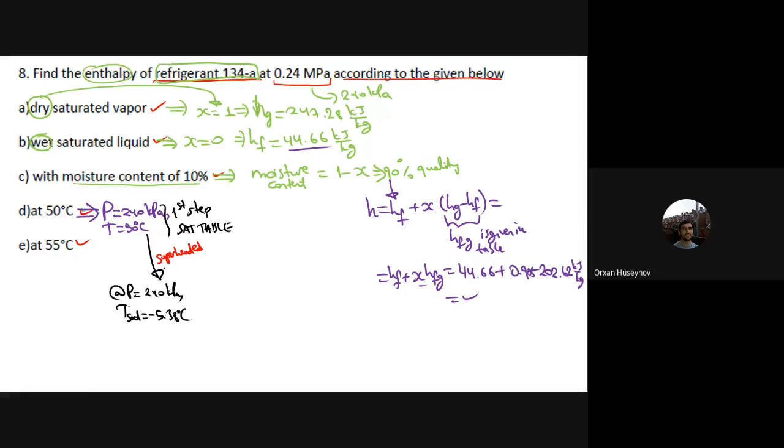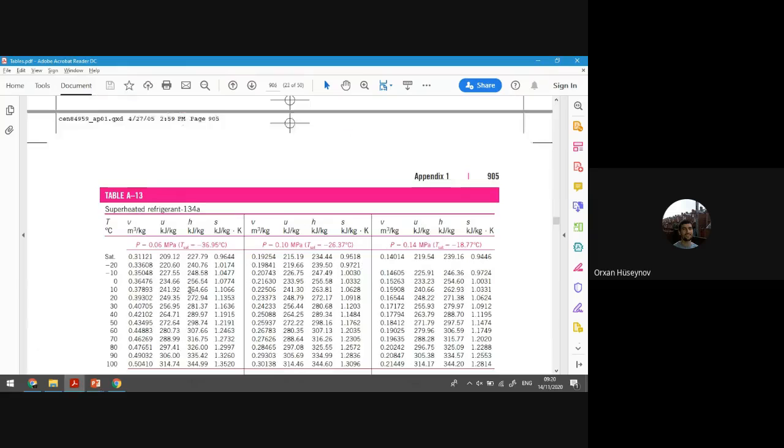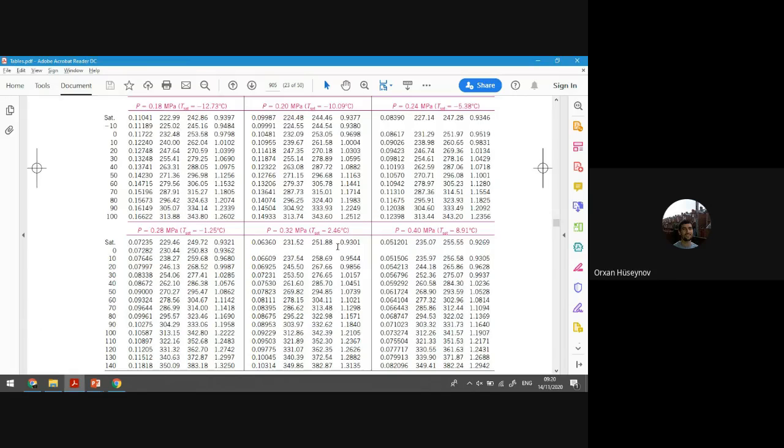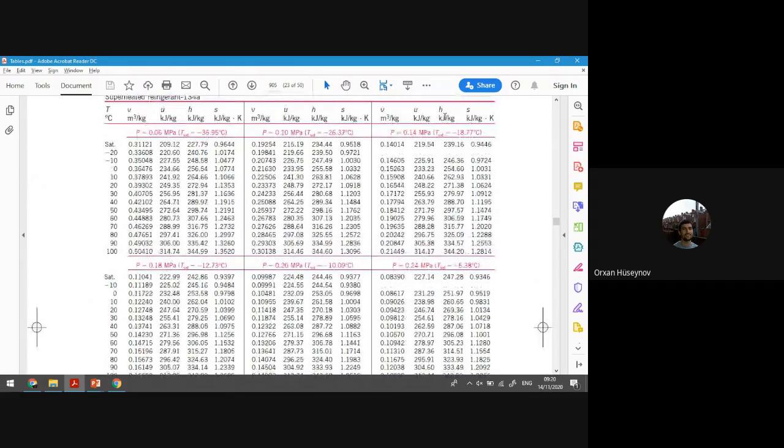Now let's go to the superheated table and find the value. In the saturated refrigerant superheated table, I'm looking for 0.24 megapascals. So this one is here, 0.24 megapascals. And I'm also looking for the H value, you can see the enthalpy. This is the table part that I'm looking for. And the temperature is 50 degrees Celsius. This one is 50, this line. For this line, the enthalpy value is in this column, so that is 296.08.